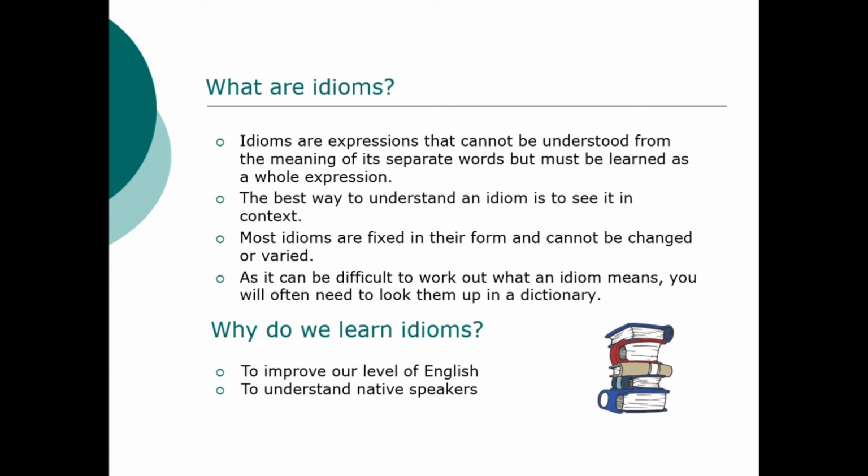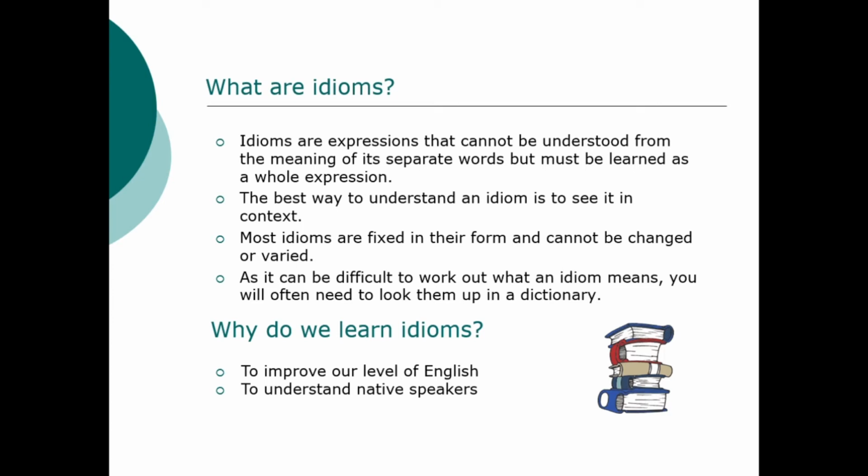They are fixed. Like this first example we made, it's raining cats and dogs. We cannot say it's raining tigers and dogs, or it's raining elephants and dogs, or it's raining cats and monkeys, or cats and donkeys. No, the form remains the same. It is fixed. It never changes. The idioms, most of them, are fixed in their form and cannot be changed or varied.